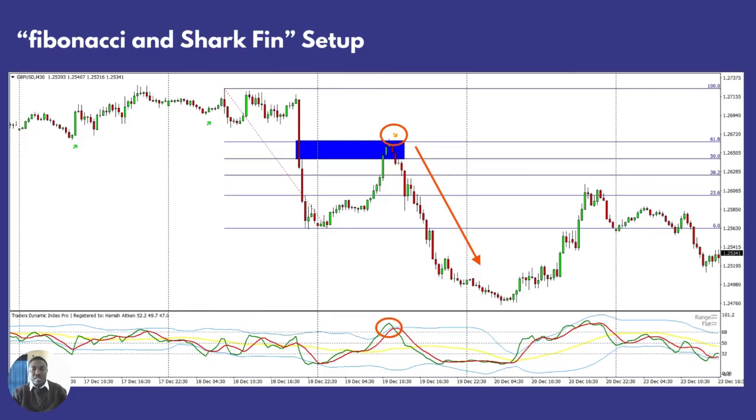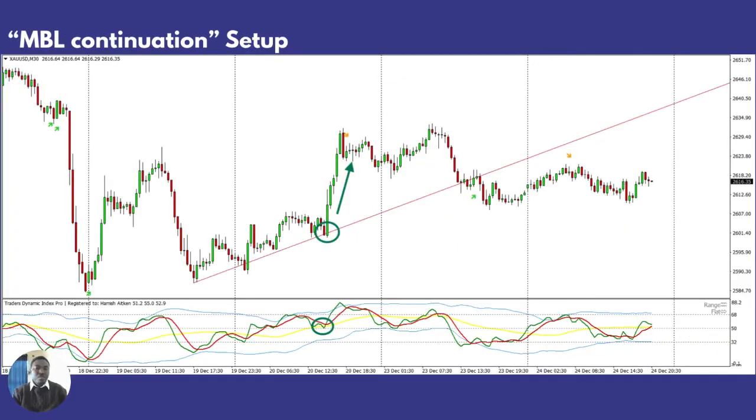So let's go to the next strategy. The next one is the market baseline continuation setup. Remember, I said sometimes the market baseline, which is the yellow moving average, moves from level 32 to 68, then 68 down to 32 again. So as you can see on this chart, it started moving from level 32, okay, and up to crossing above level 50. Remember, I said again that if the market baseline is above 50, it is a signal for a buy.